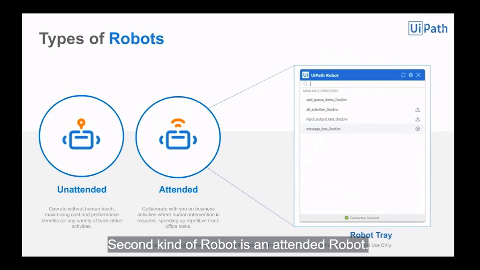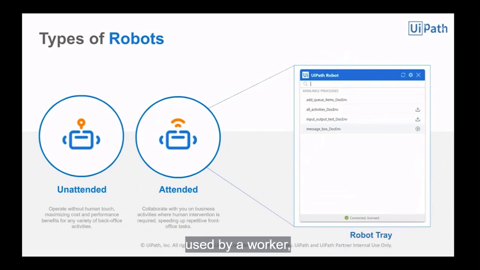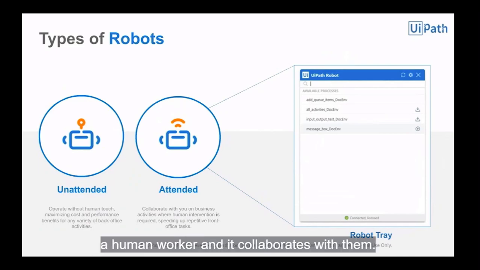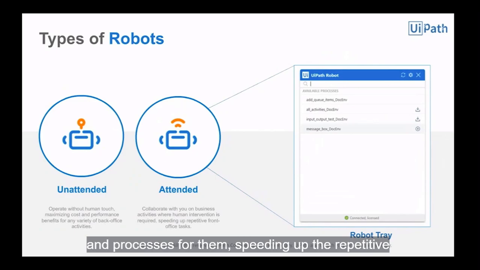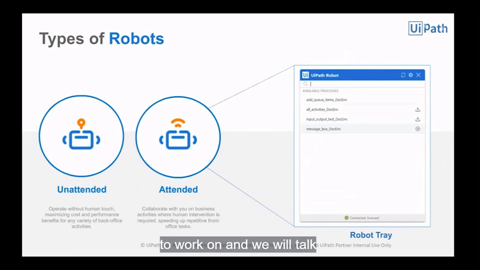A second kind of robot is an attended robot. An attended robot actually runs on a PC used by a human worker, and it collaborates with them to help them do specific business activities. And so a human might do a certain set of work, and then they might ask the robot to take on particular tasks and processes for them, speeding up the repetitive front office tasks that they need to work on. And we'll talk through some of those use cases shortly.